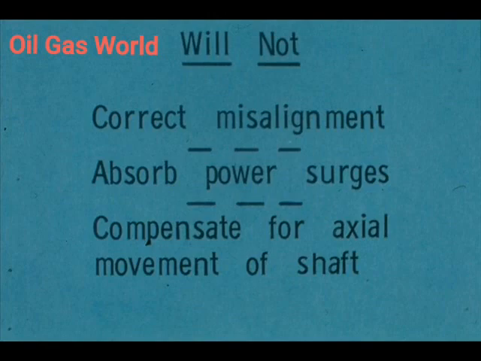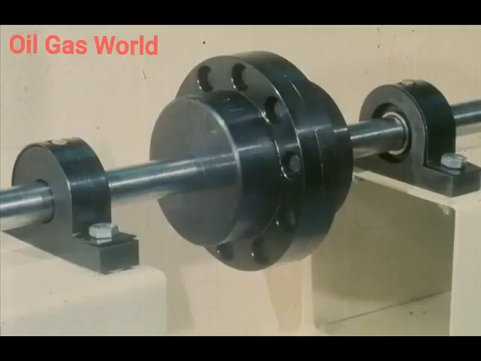Remember, both the split sleeve and the flange couplings are the rigid class. They cannot be used to correct misalignment. They will not absorb power surges or shock, and they will not compensate for axial movement of the shaft. On the other hand, neither of these rigid couplings requires any kind of lubrication. They are simply used to connect two shafts solidly, making the shafts, in effect, one shaft.